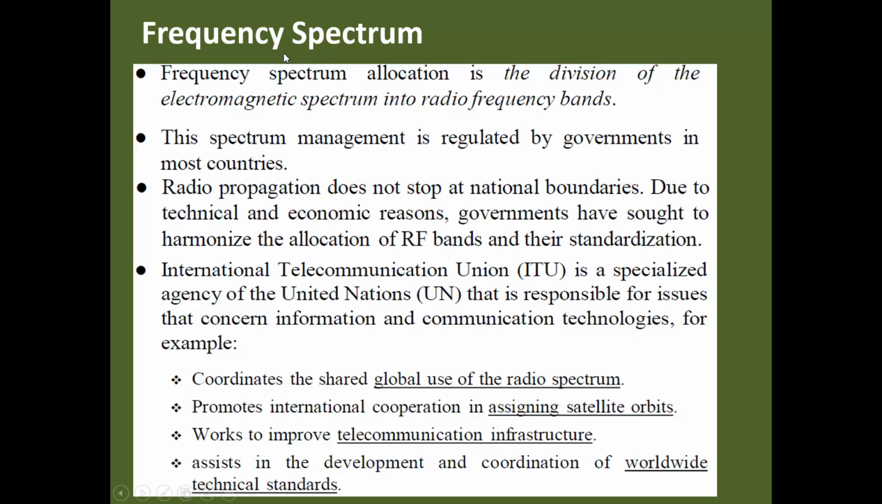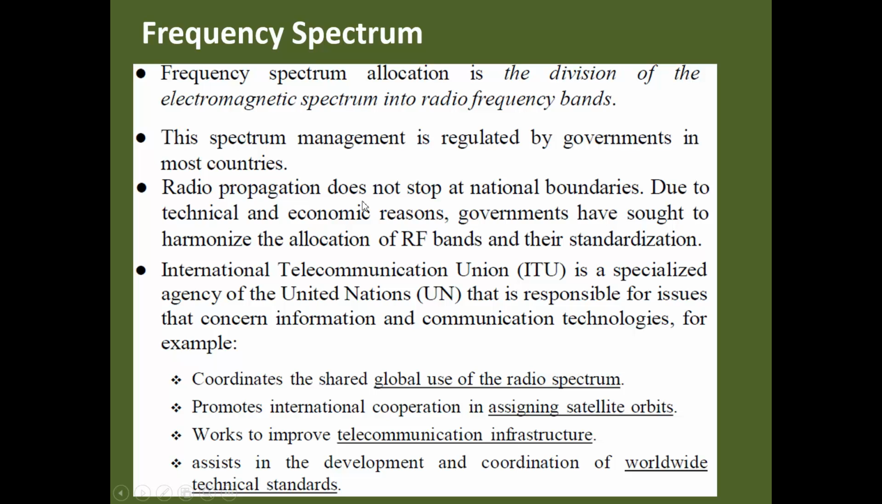Now let us look at the frequency spectrum, because the signal ultimately will have to occupy the electromagnetic spectrum only. So the electromagnetic spectrum plays an important role in defining the message signal, and then we will be using modulation to transform the signal from lower frequencies to the higher frequencies. Frequency spectrum allocation is the division of the electromagnetic spectrum into radio frequency bands. Now, the spectrum management is fully controlled and regulated by governments in most of the countries.